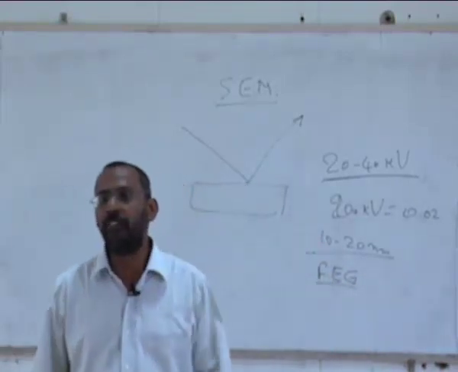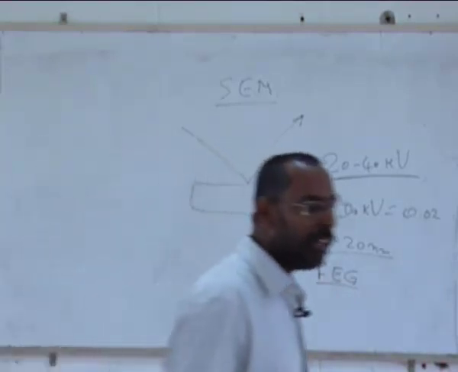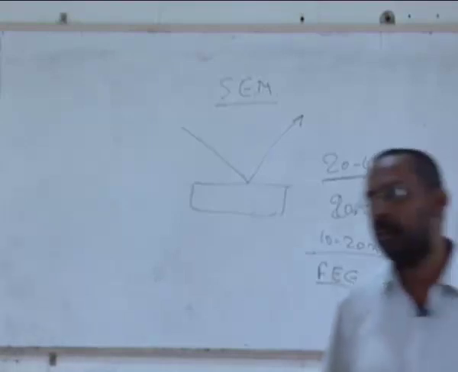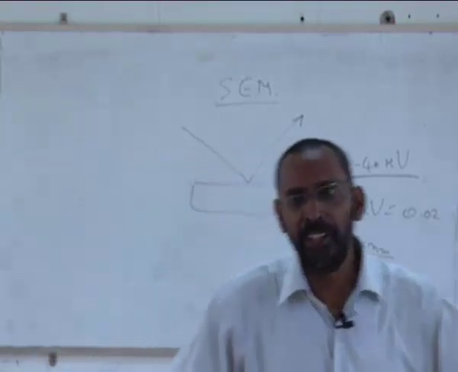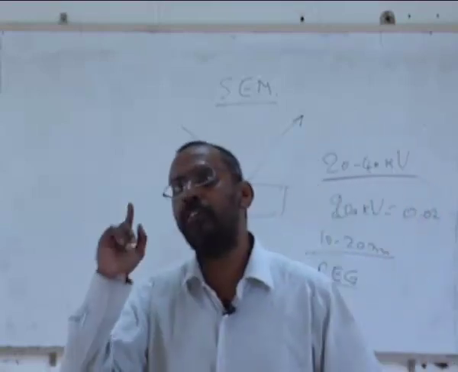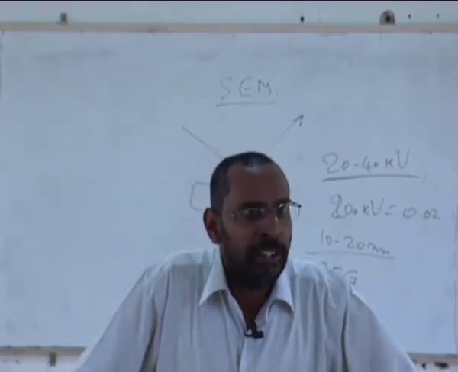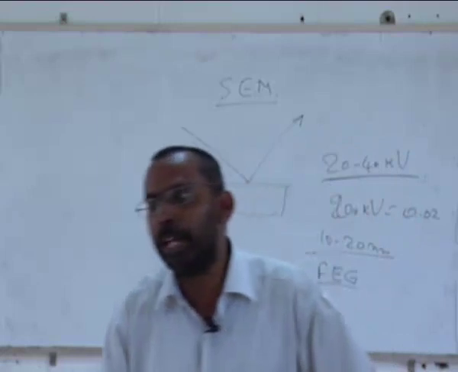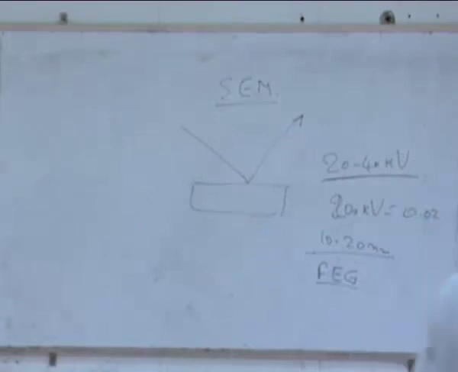I have mentioned what a FEG TEM is. What is FEG? FEG means what? I mentioned this in one of the classes. I said there are two ways of generating electrons. One is called thermionic emission. What is the second one? Field emission. So FEG is a field emission gun.